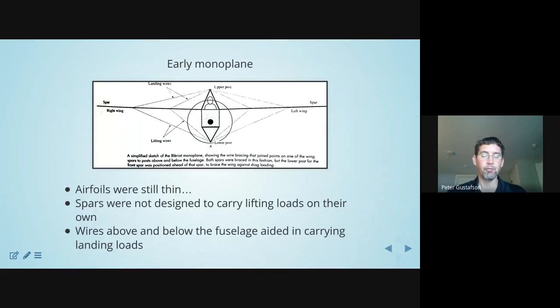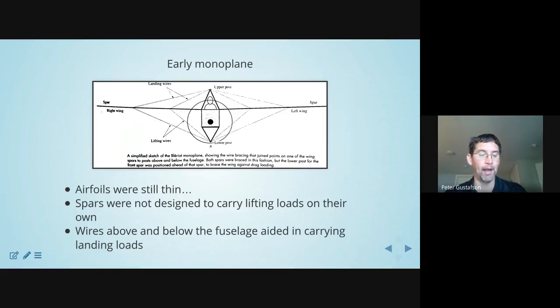So here's a sort of schematic view of what these early monoplanes looked like. They did have a spar, very thin spar in the spanwise direction, but in order to carry the bending moments that you as students have referenced several times, it's quite difficult to carry bending moments with such a thin spar. So instead, they used bracing wires to balance or offset or react the lifting loads.